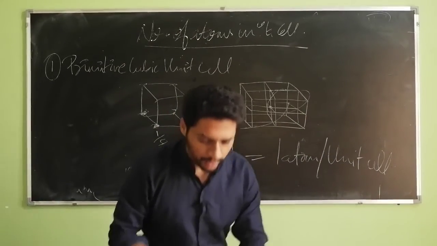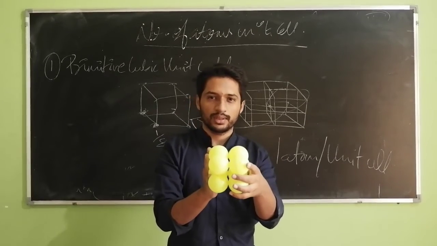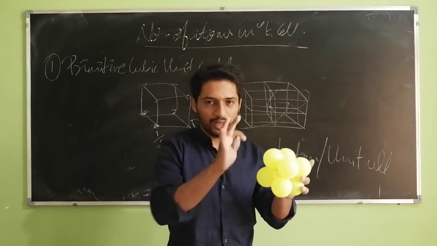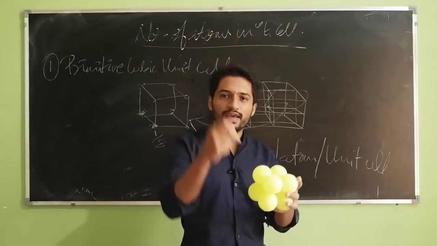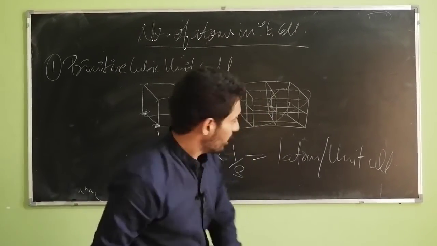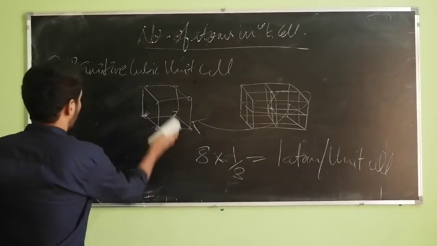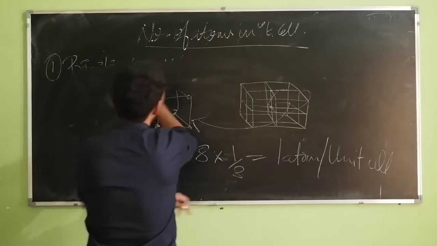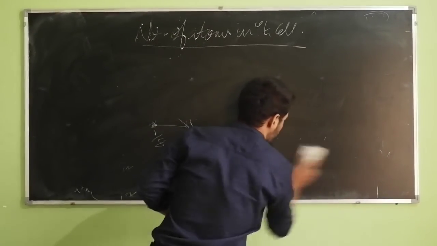So this is how the primitive cubic unit cell looks like. Right, so for any corner atom, the contribution is 1/8. We have 8 corners. 8 into 1/8 gives me one atom per unit cell. Alright, now just remember this, because we will be using it in describing other things.